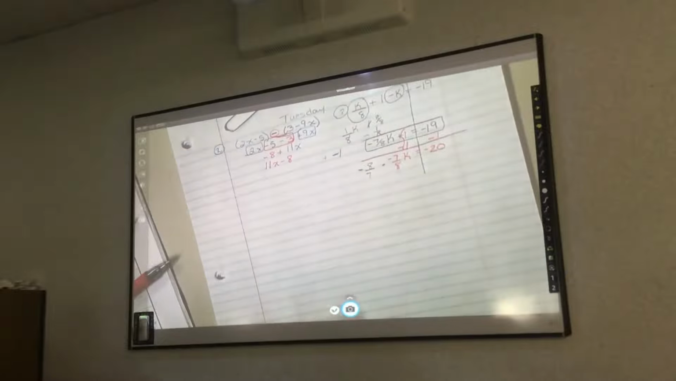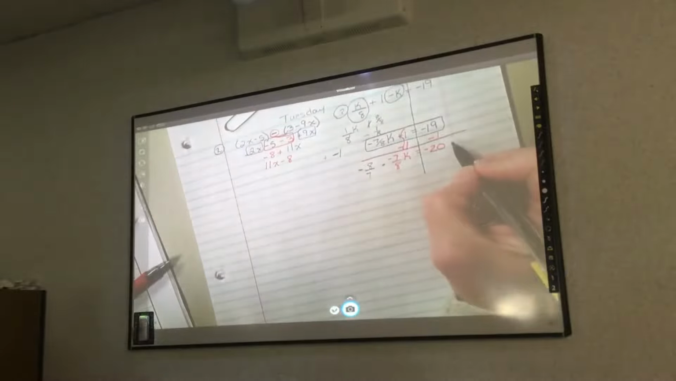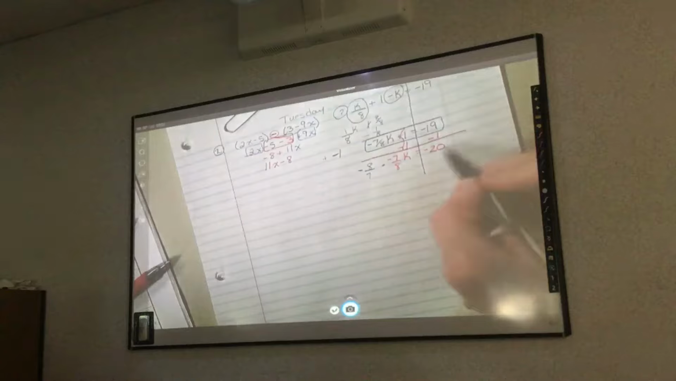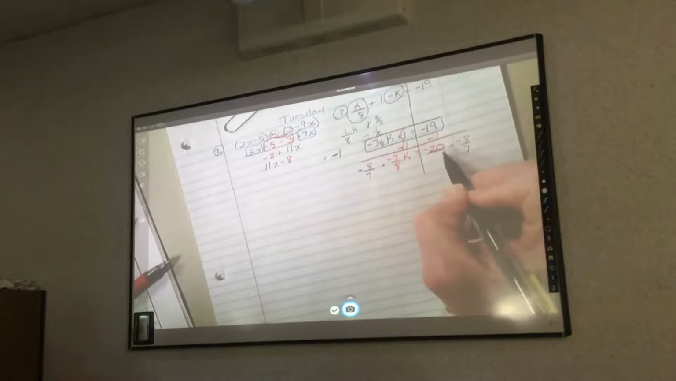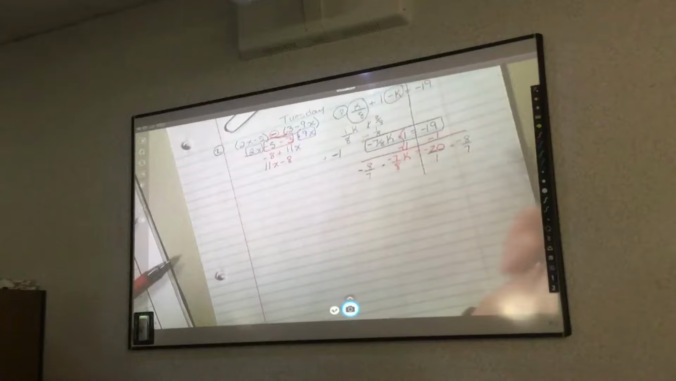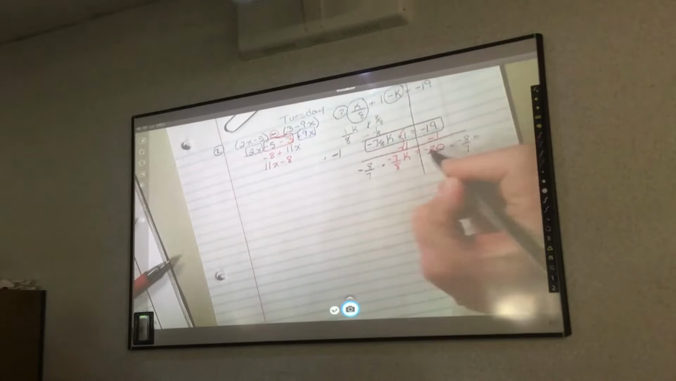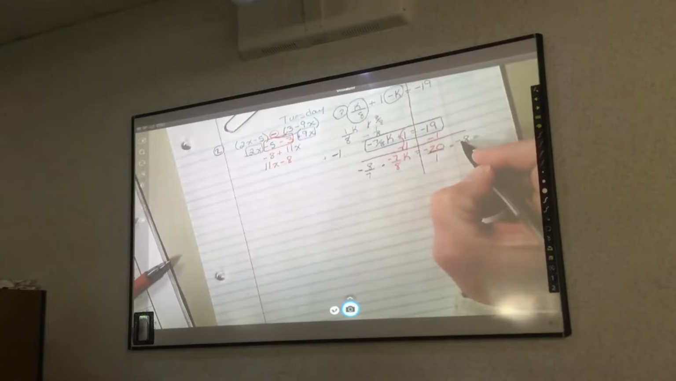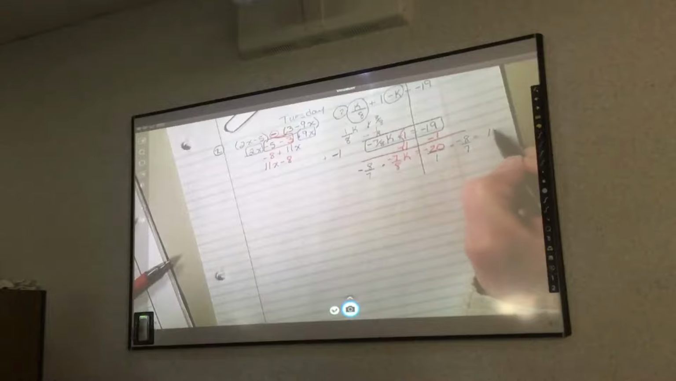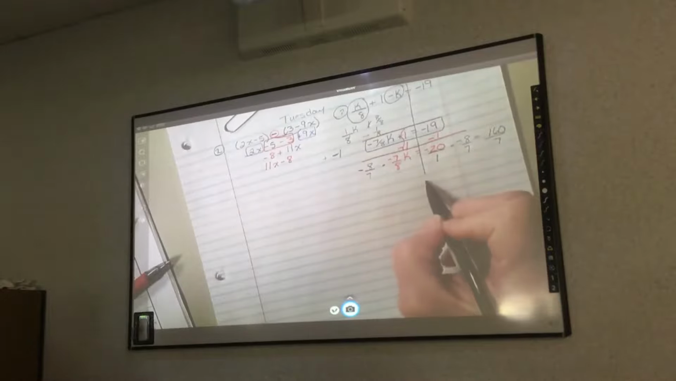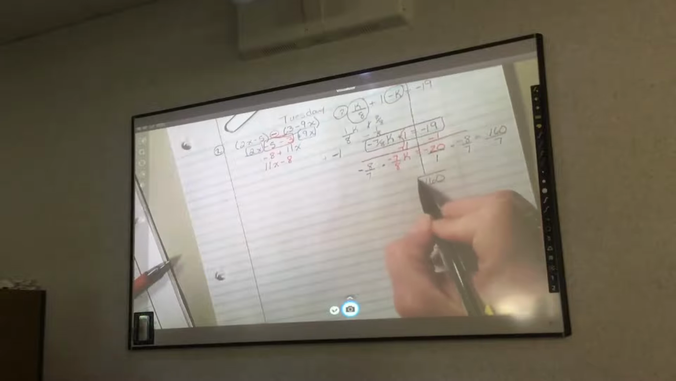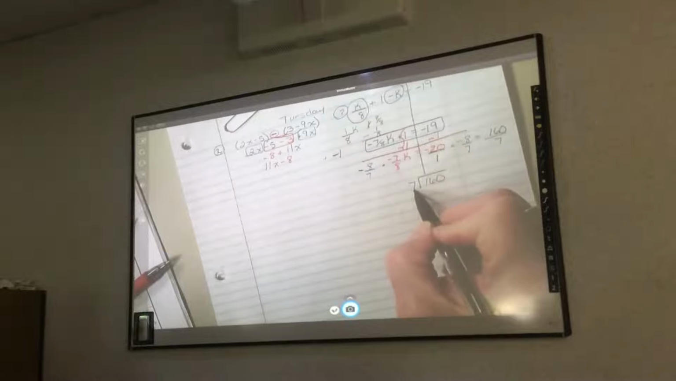Okay, there's 2 sets I have today. Darn it. Okay, so then I take this side times a negative 8 over 7. Can I reduce anything? Nope. And a negative times a negative becomes a positive. So 20 times 8 is 160 over 7. So then I need to take 160 divided by 7.